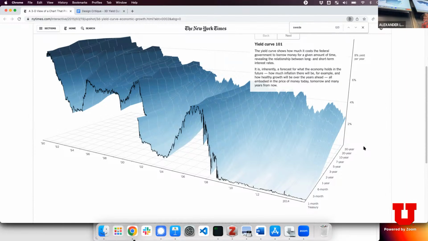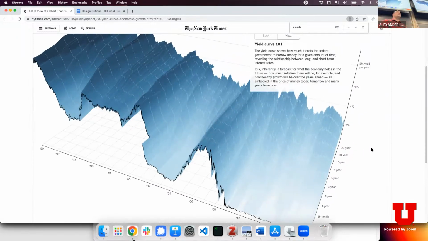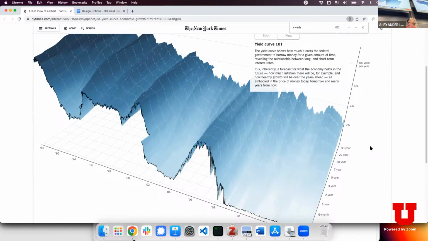Okay, so let's go back to the 3D, because I think we've been talking about it a little bit. 3D, good or bad? Why?